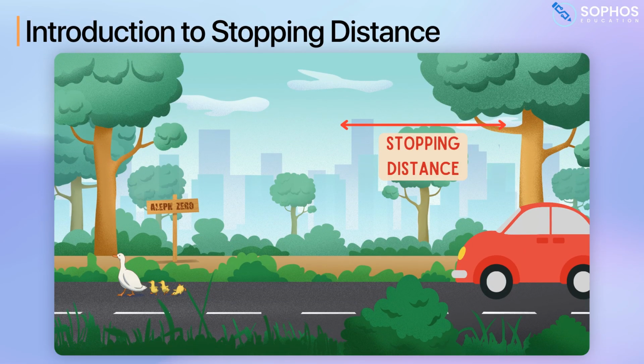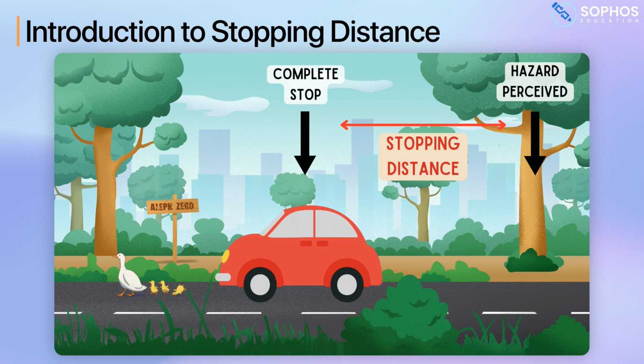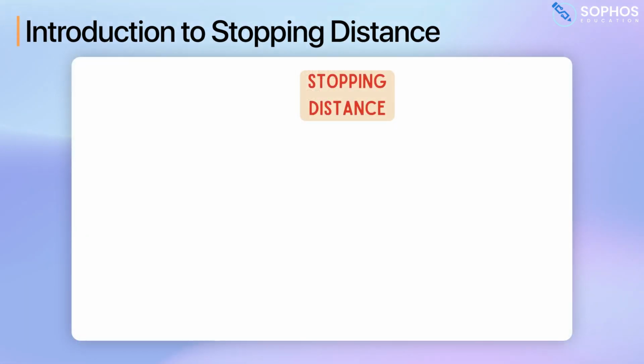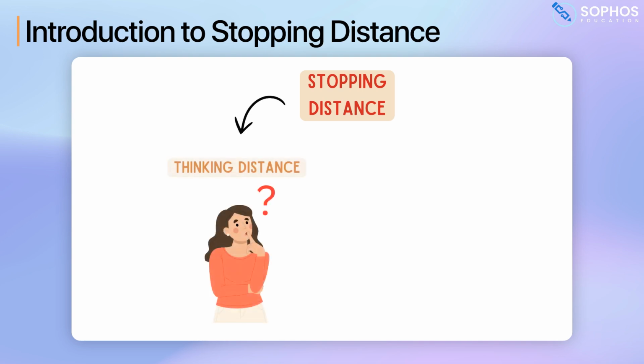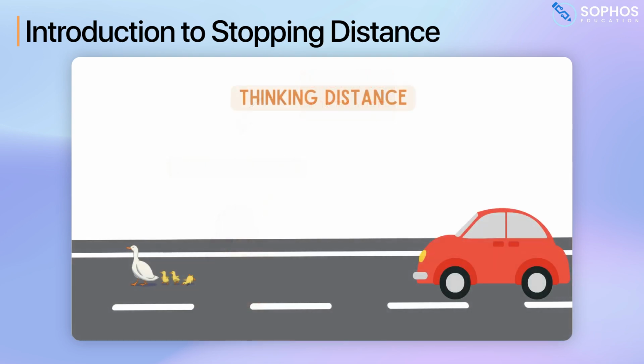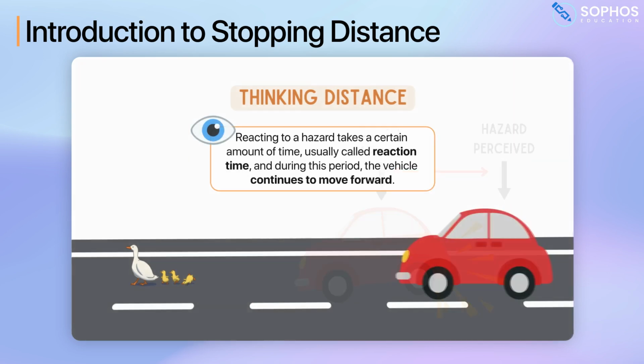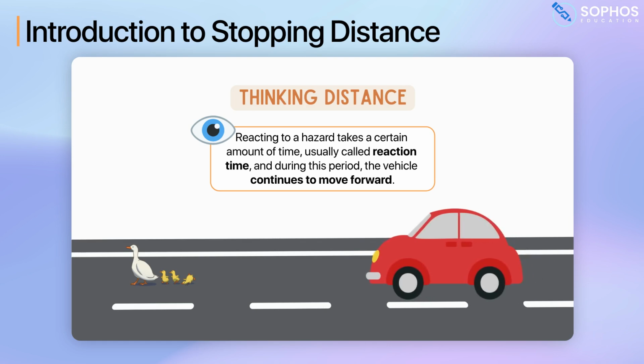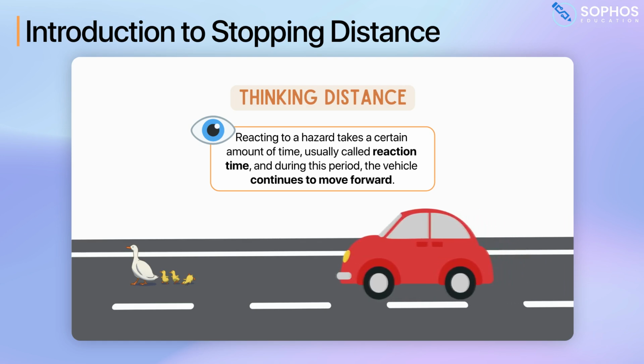Stopping distance is the total distance a vehicle travels from the moment a driver perceives a hazard until the vehicle comes to a complete stop. This consists of two main components. Thinking distance is the distance the vehicle travels from the moment the driver sees a hazard until they apply the brakes. Reacting to a hazard takes a certain amount of time, usually called reaction time, and during this period, the vehicle continues to move forward. We'll expand on this in subsequent lessons.